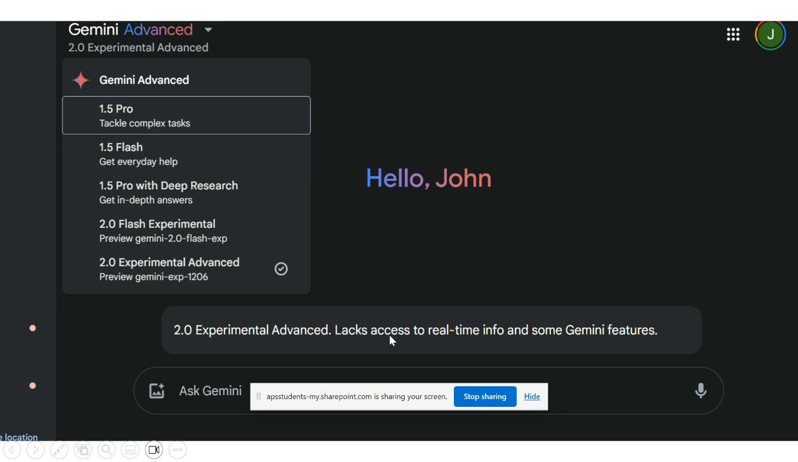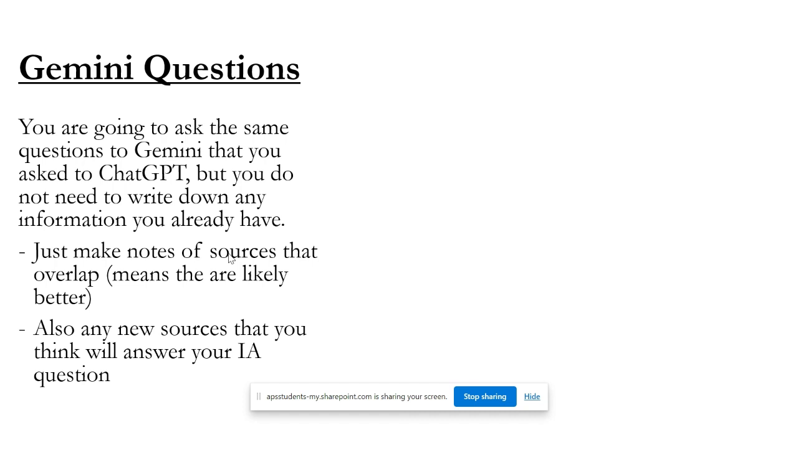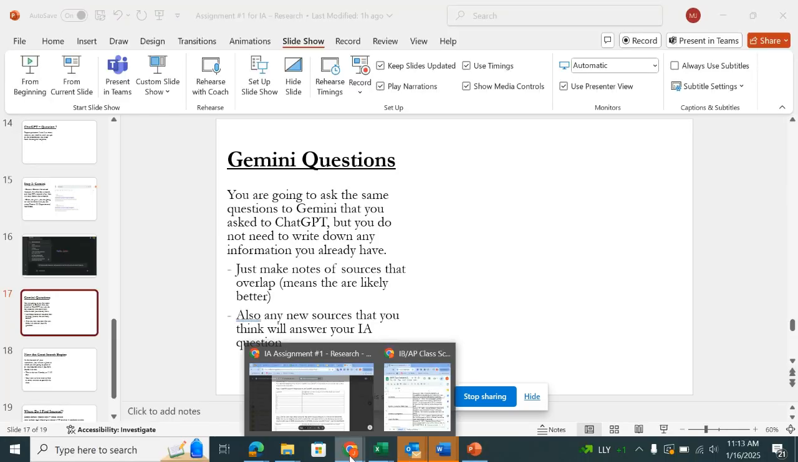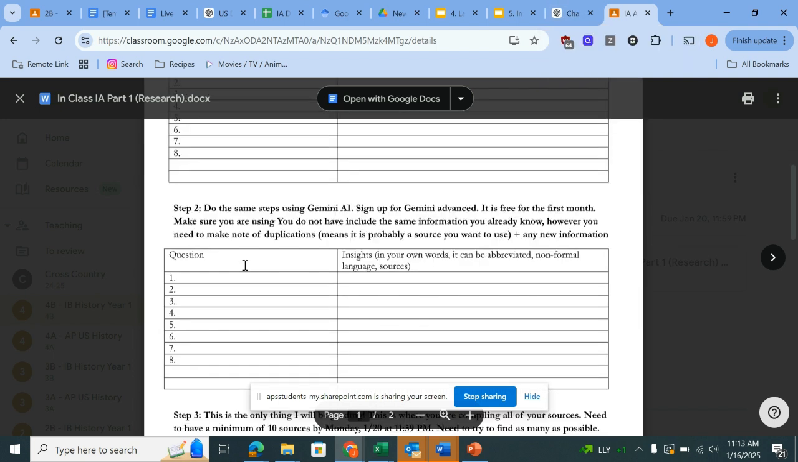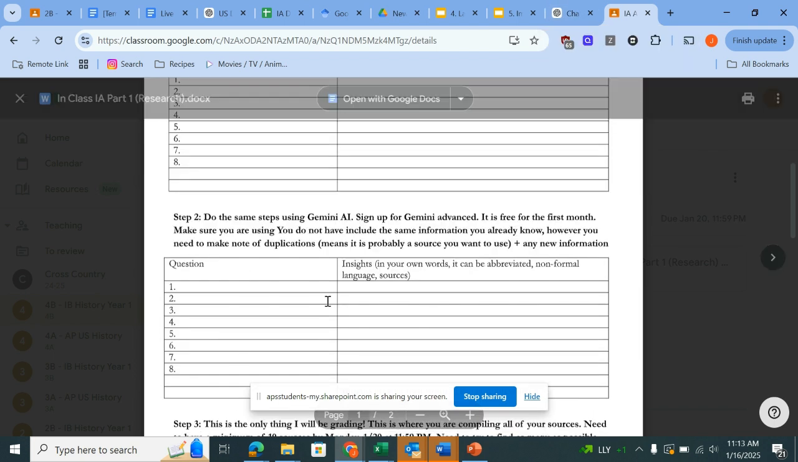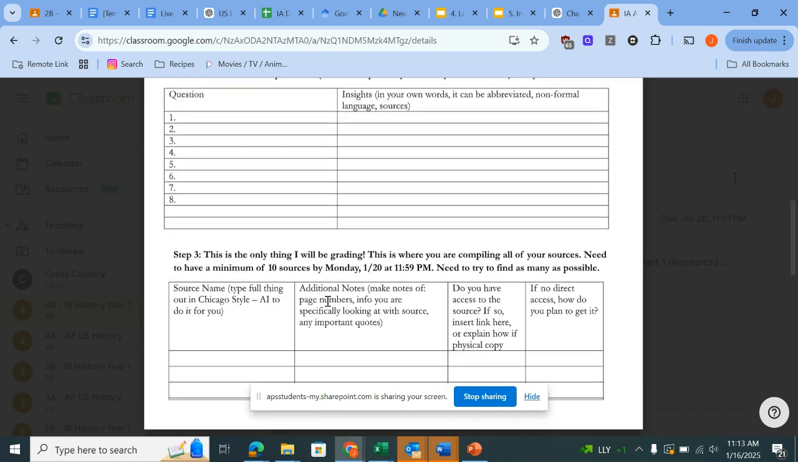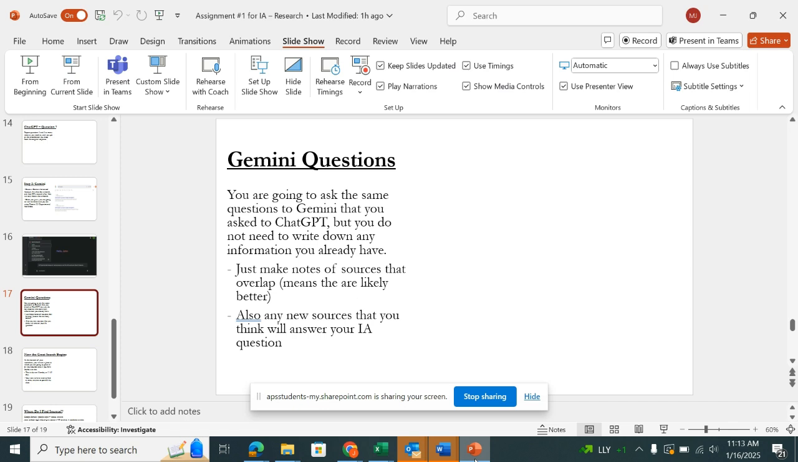It's going to say that it lacks access to real-time info. It's still the best one for what we're trying to do. And you're going to go through and repeat all these steps on Gemini Advanced. Now, you don't need to rewrite down all the information that you have, but you will want to make notes of sources that are overlapping. That likely means that they're better. Additionally, you'll want to write down any new sources that you think will help answer your IA. Where you're going to do that is right here on the step 2.